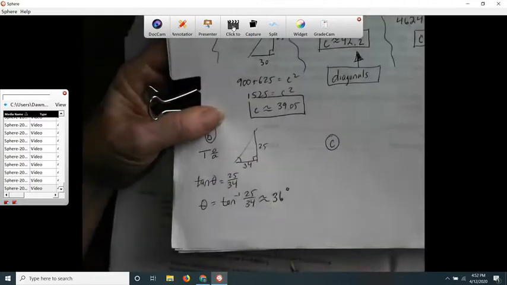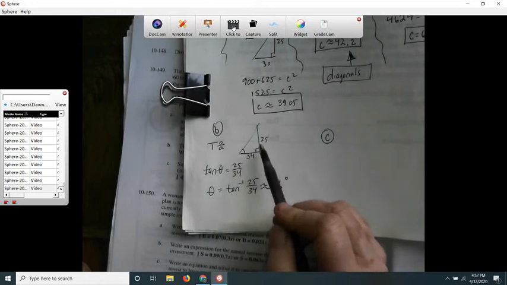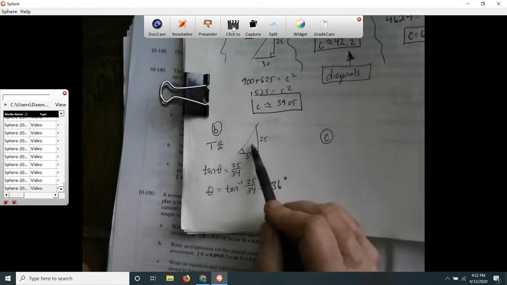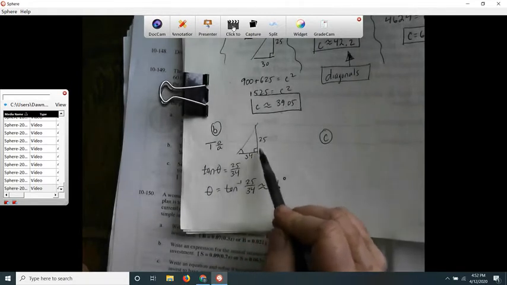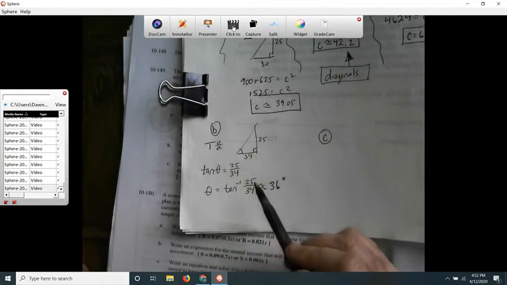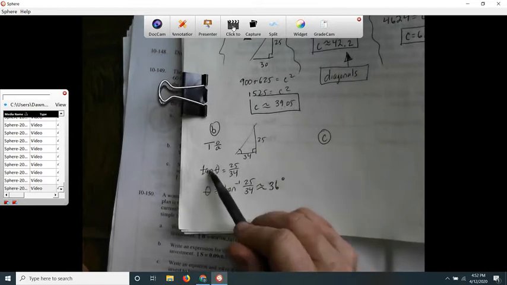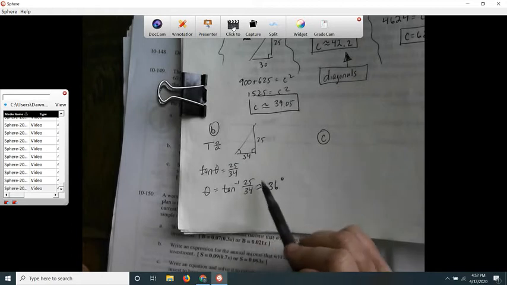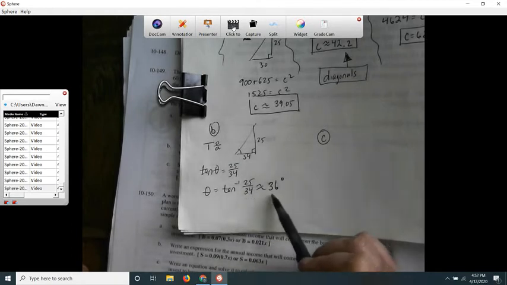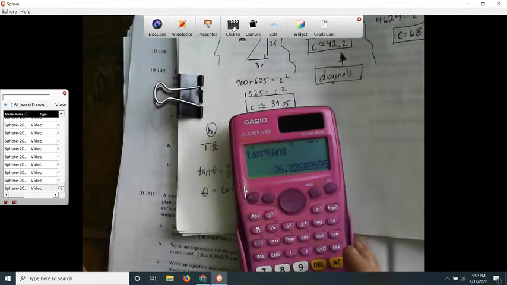I redrew it down here. So tangent of theta is opposite over adjacent. Then I can take the inverse tangent of both sides of the equation, which cancels out my tangent, and gives me theta is inverse tangent of 25 over 34. My calculator told me it was about 36.3233, so 36.3 degrees.